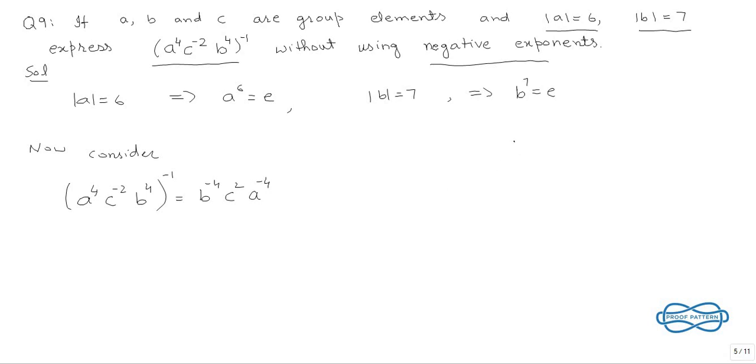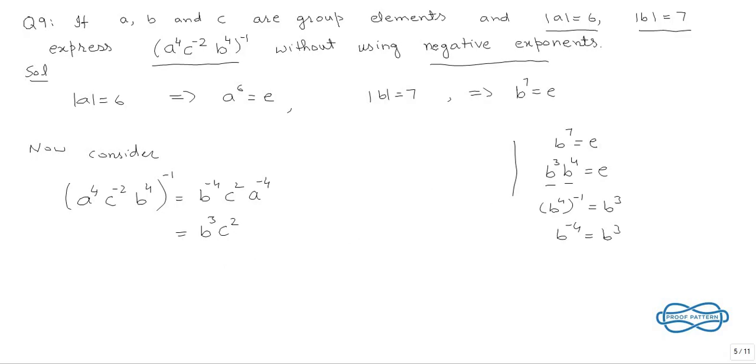For this, we know that b^7 is equal to identity, and we can write it as b^3 into b raised power 4 is identity. Now we have two elements whose product is identity, so it means they are inverse of each other. So b^4 inverse is b cube. So this is b raised power minus 4 is equal to b cube. So instead of this b raised power minus 4, we will write b cube. c already has the positive exponent, so we will write it as it is.